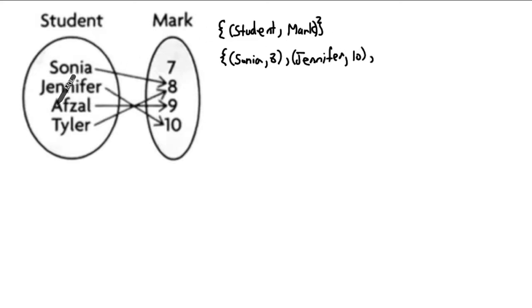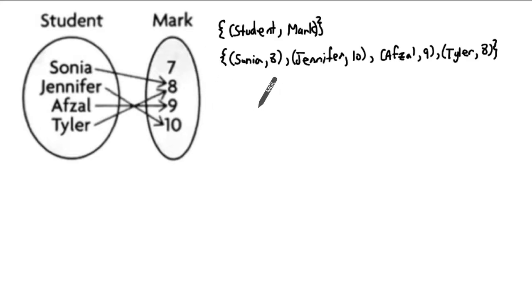Next we have Afzal with the corresponding mark of 9. So we can then write Afzal first, then the mark 9. And then finally, our final name will be Tyler, whose mark corresponds to 8. So then we have Tyler and the mark 8. So these are the ordered pairs for this relation.